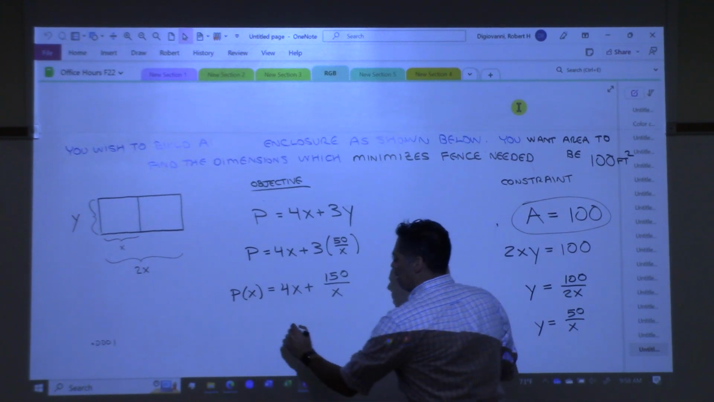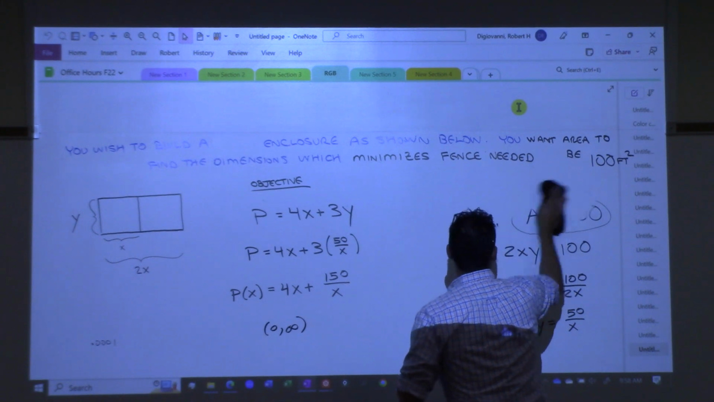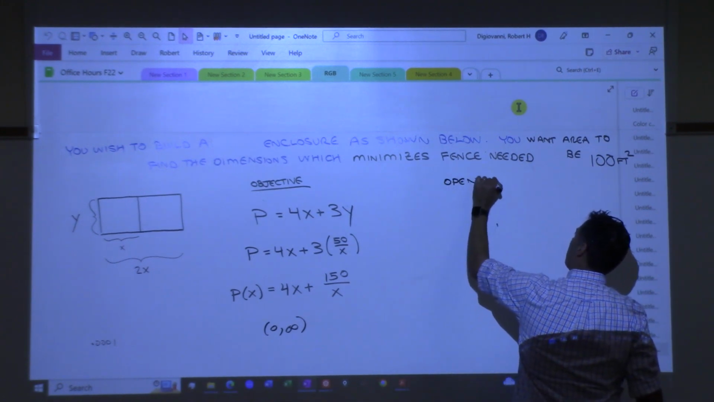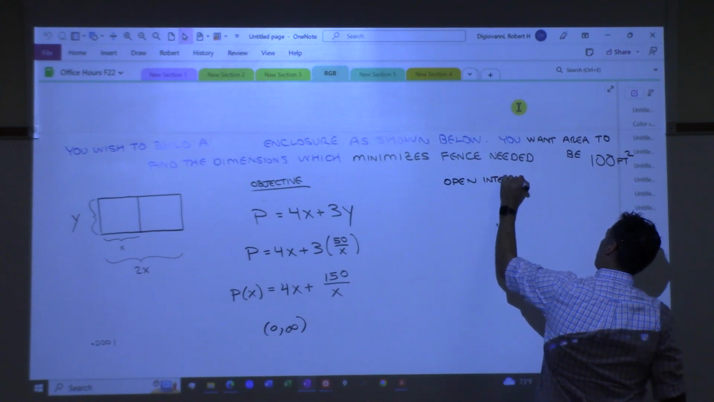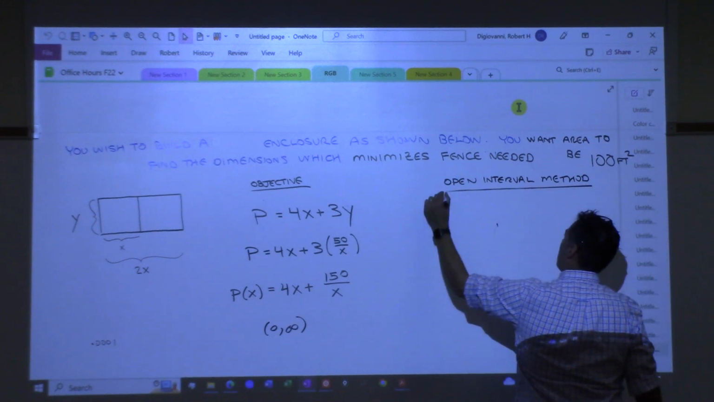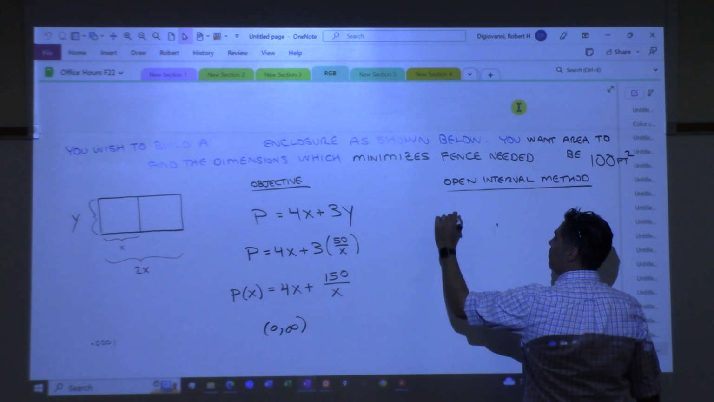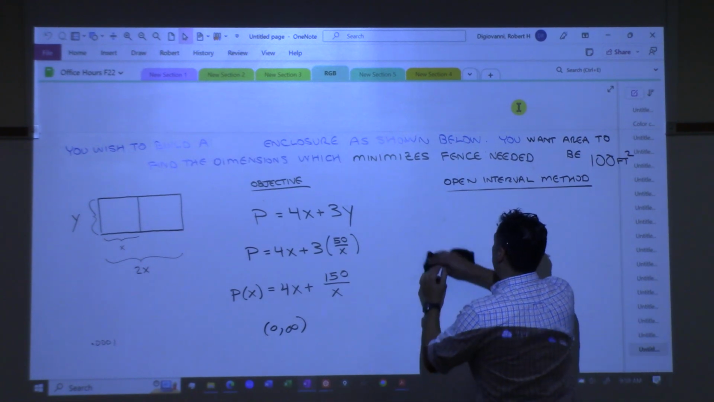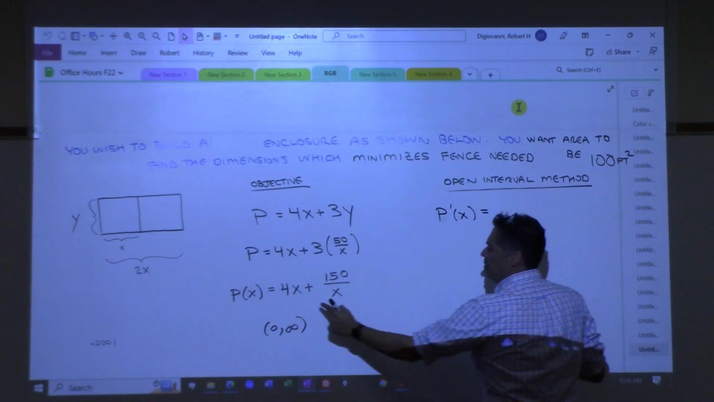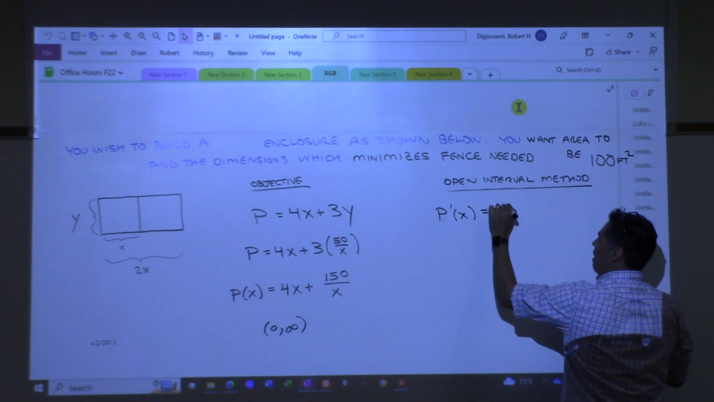I'm going to put that underneath here. So now I'm going to use the open interval method, which is almost like the closed interval method. We still take the derivative. All right, what is the derivative of the p function, which kind of stands for perimeter here? Well, the derivative of 4x is what? 4, that's not a problem.